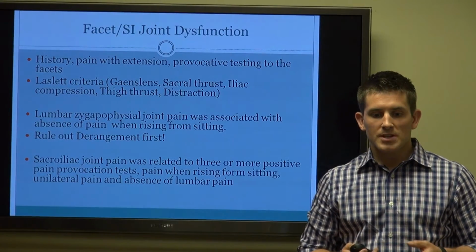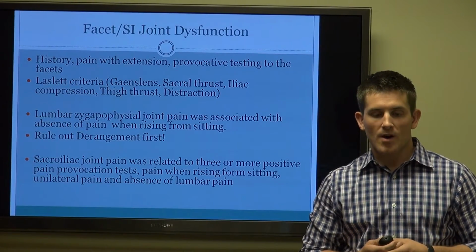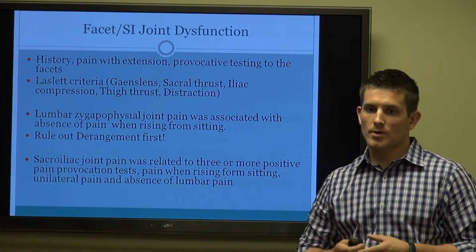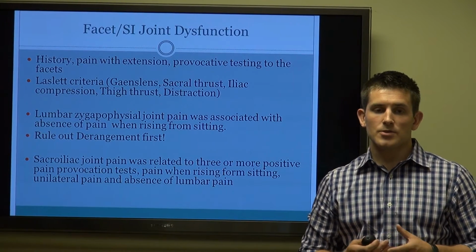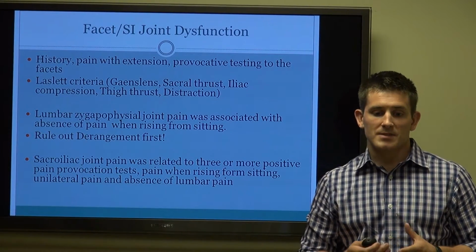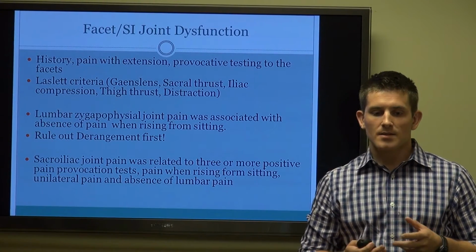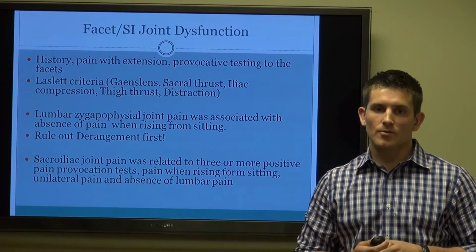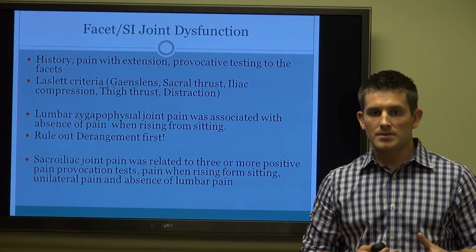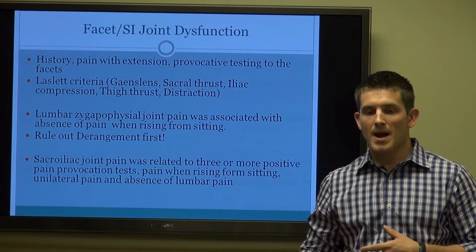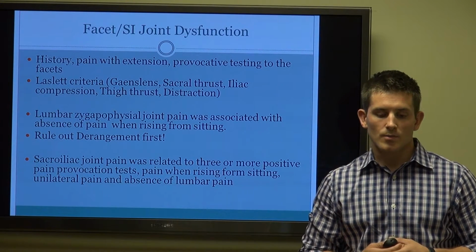Now the lumbar Z joints are associated with absence of pain when rising from sitting. So we talked about the disc being painful going from a sitting to a standing position. Generally the Z joints will be marked by the absence of pain with rising from sitting. Whenever we talk about the SIs, and I'm overlapping here a little bit, we want to rule out the derangement first. So the primary thing we want to make sure is not going on is the disc derangement. A lot of times disc derangements will masquerade as SI symptoms because of the nature of radiation with the disc.